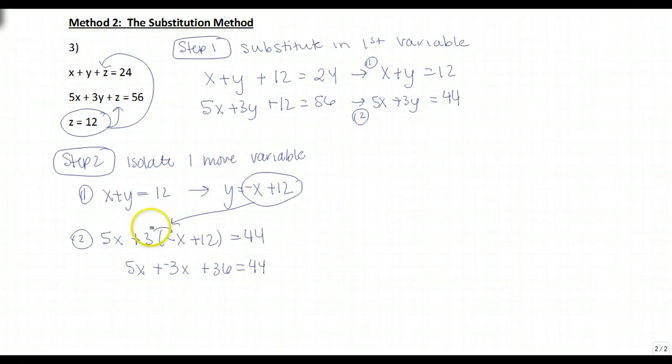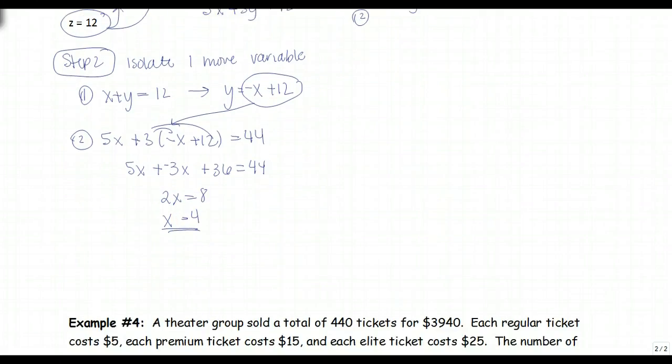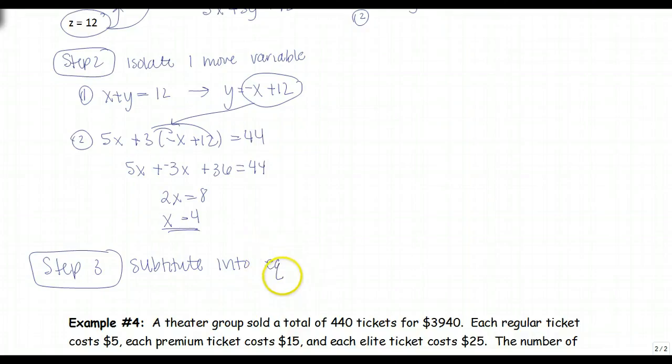First, I'm going to distribute that 3. Then I have 2x equals 8, so x equals 4. Look at that. I have one solution. So that brings me to step 3. I need to substitute into the equation to find my second variable.